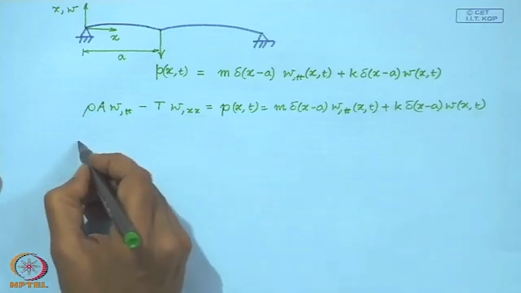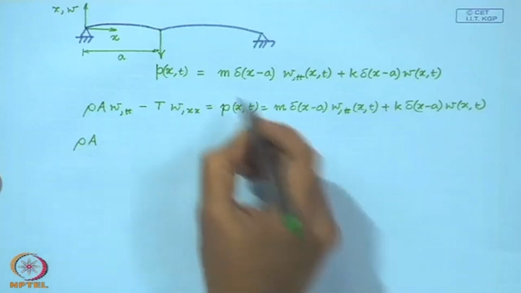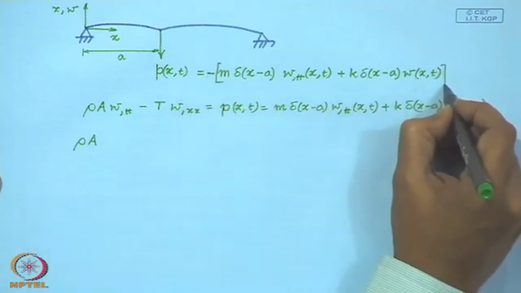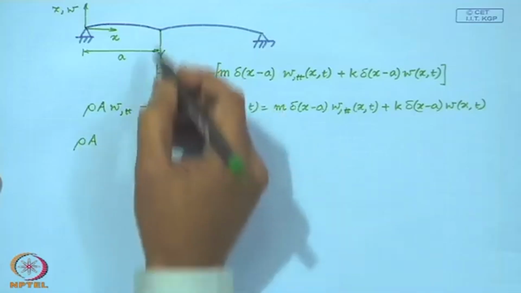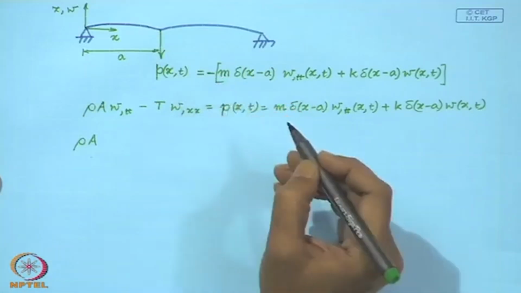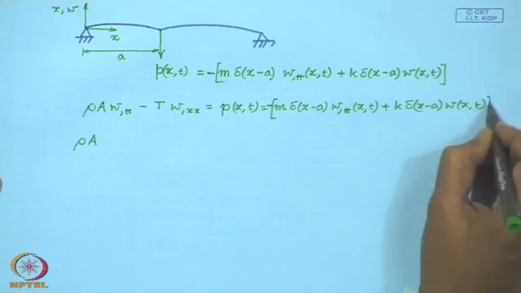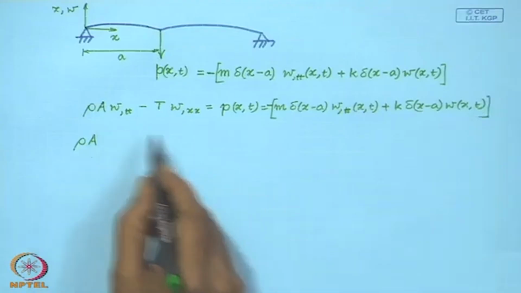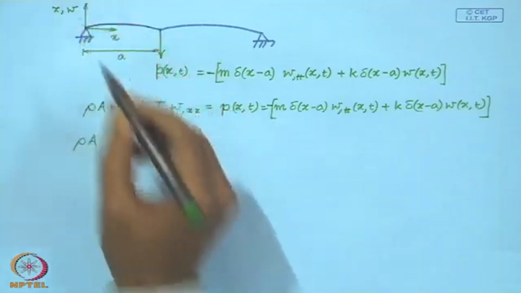Which on a slight rearrangement, so this actually turns out to be, so when I write the distribution on the string, so this comes with a negative sign because of the convention that the upward is positive.